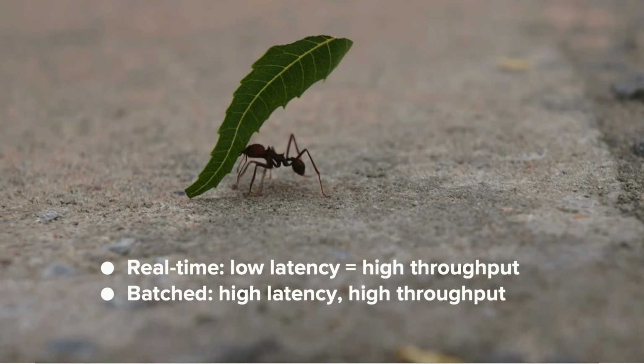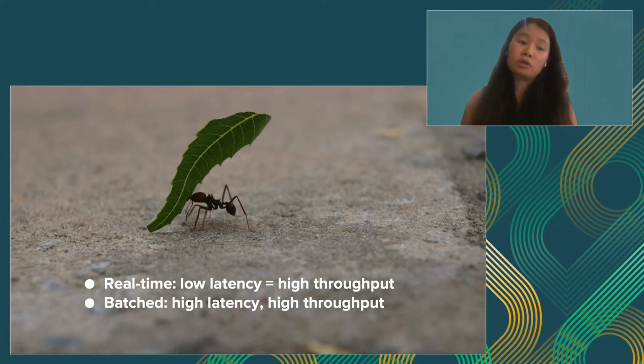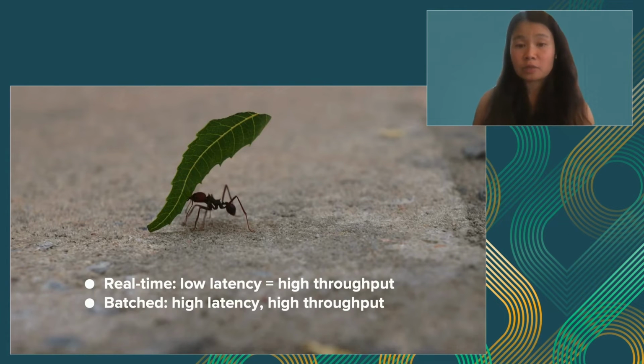If you're doing real-time predictions, as in you process one request as soon as it arrives and process one request at a time, then reducing your latency also increases the throughput. Things get a bit more tricky when you do things in batch, as in you want to process multiple requests at the same time. Consider the same ant. Now instead of carrying one leaf at a time, it carries two leaves. Then maybe it will take longer for the ant to get from point A to point B.